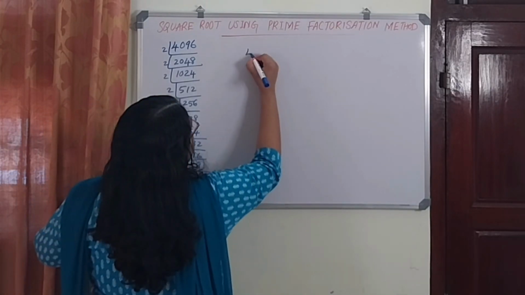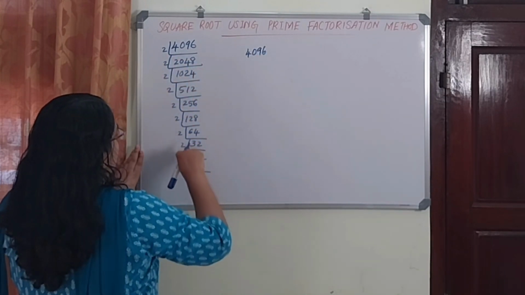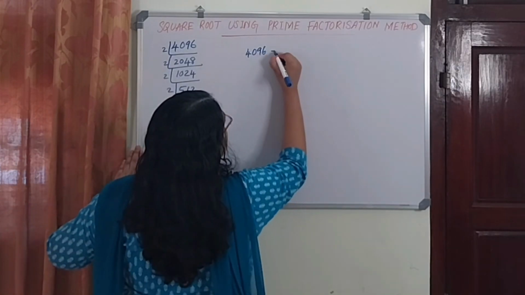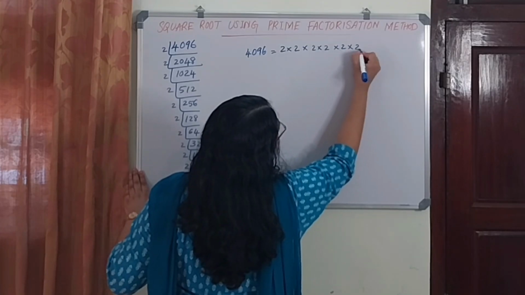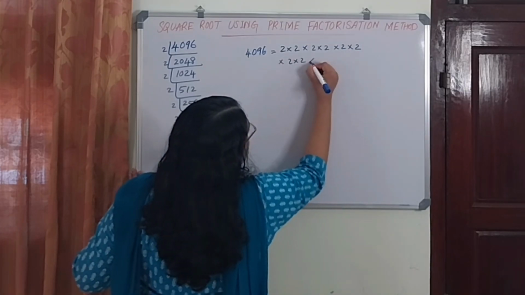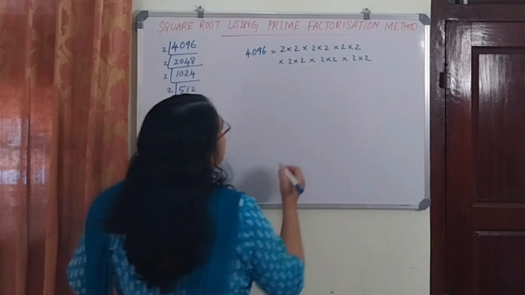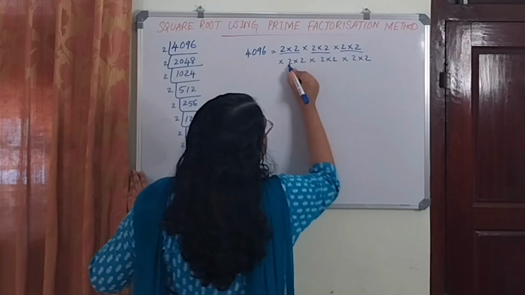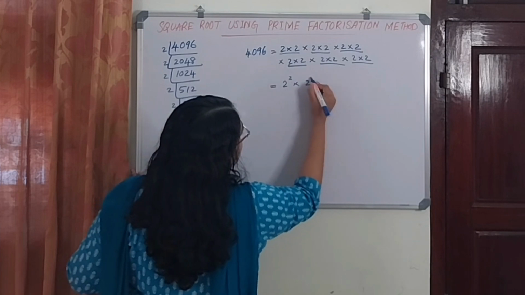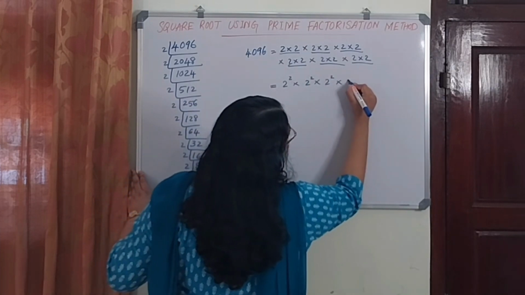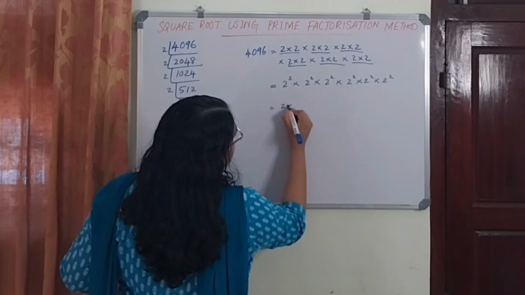We get the prime factorization of 4096 as 1, 2, 3, 4, 5, 6, 7, 8, 9, 10, 11, 12 twos. Yes, there are 12 twos. You have to pair like this. Next step, we write them as powers: 2 square into 2 square into 2 square into 2 square into 2 square into 2 square. Yes, there are 6 2 squares.